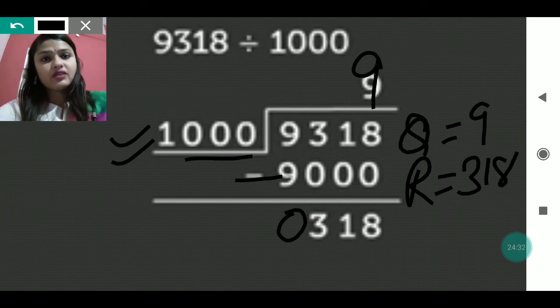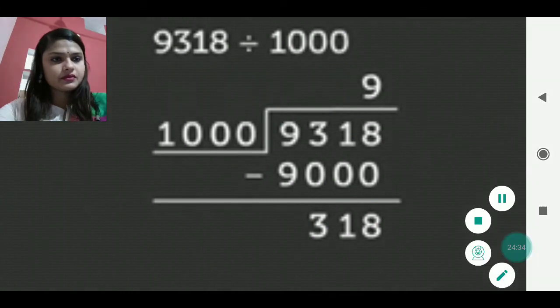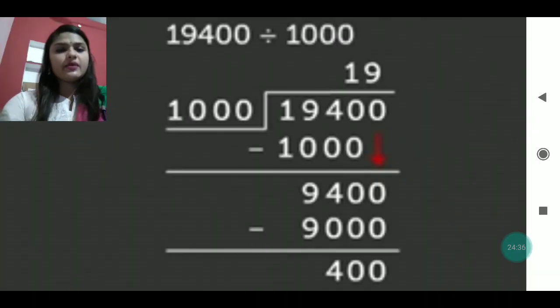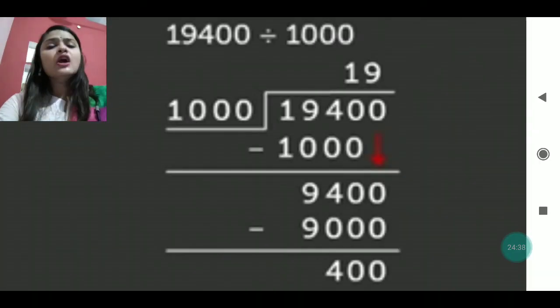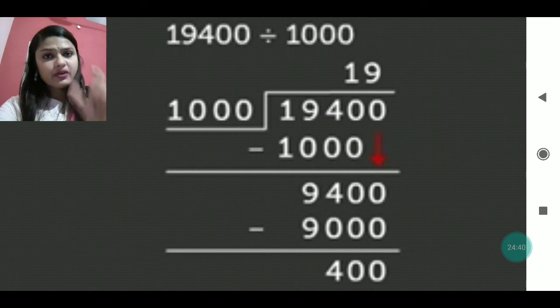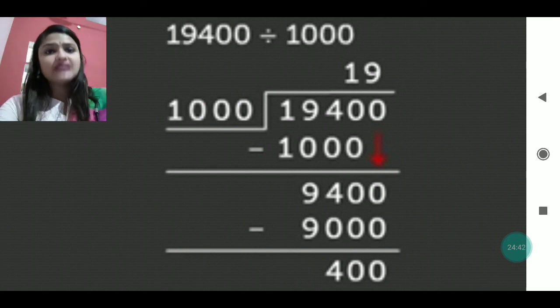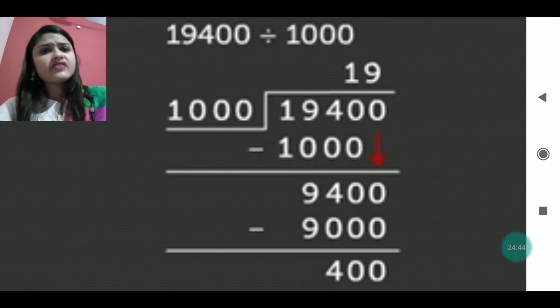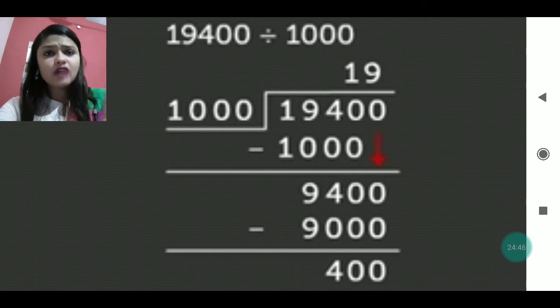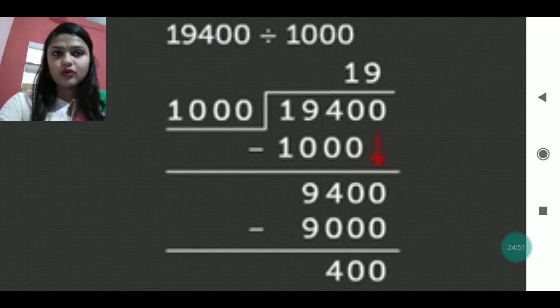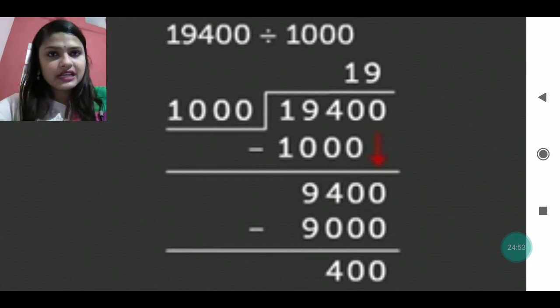Now let's move on with one more example. Students, I am here with one more example. Only the dividend, the number which we have to write in the dividend place, is increasing. Previously we have done division of a 4-digit number by 1000. Now we have to do the division of a 5-digit number by 1000. So first let's arrange it nicely.